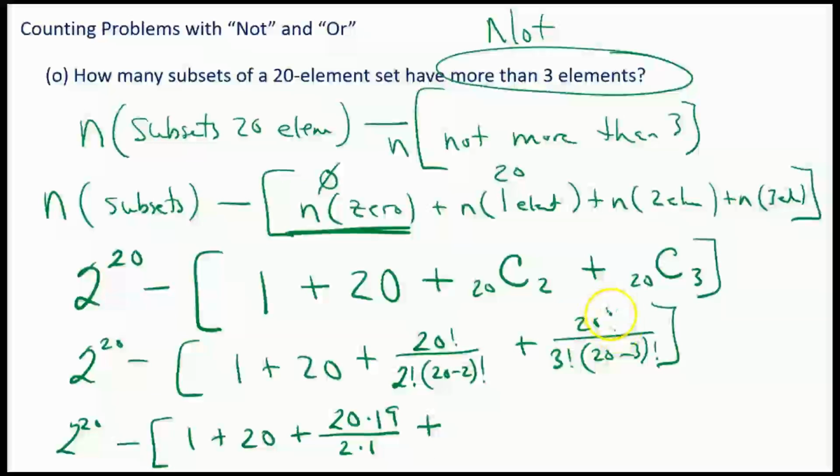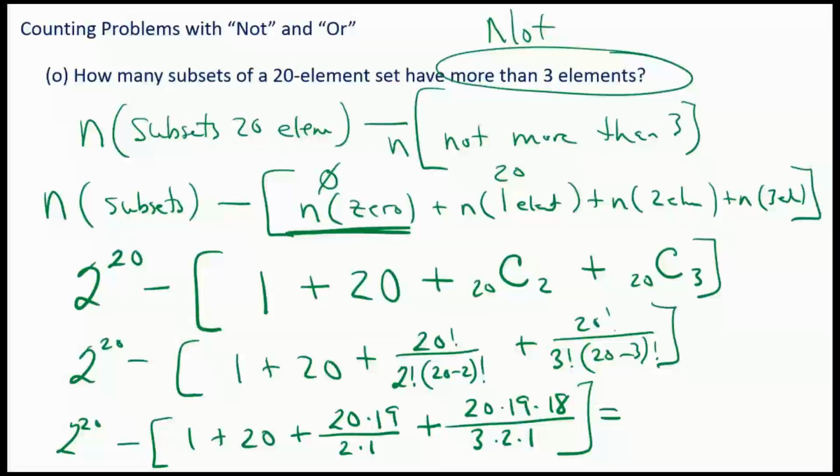Plus, now this is 20 factorial over 17 factorial. So that's going to be 20 times 19 times 18. Again, this 17 factorial cancels with the one on top. Divided by 3 times 2 times 1. That comes from that 3 factorial.